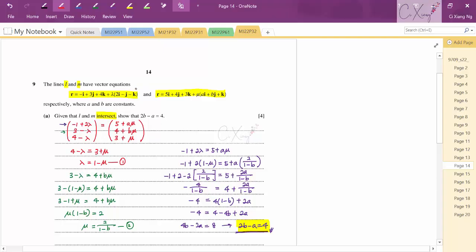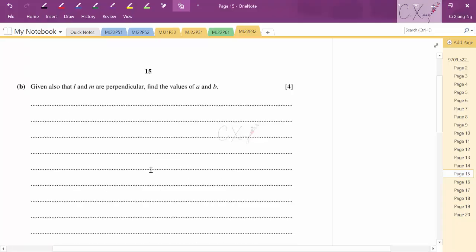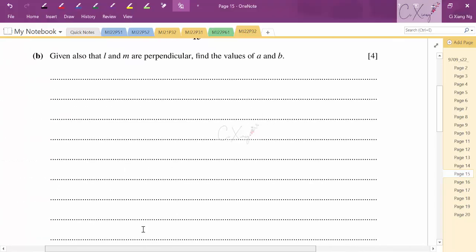So where is the direction for L? The direction for L is actually this one. You can see that it is 2, -1, and -1. Then the direction for the line M is A, B, and 1. The dot product of these two vectors should be equal to 0 because the two lines are perpendicular to each other. So from here we will start the solution.